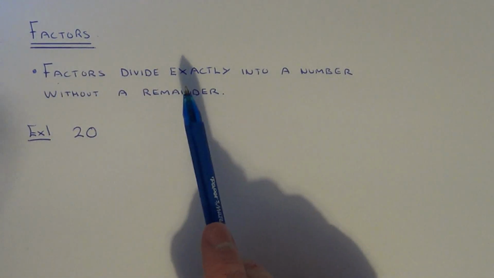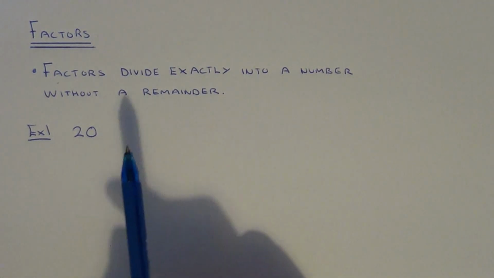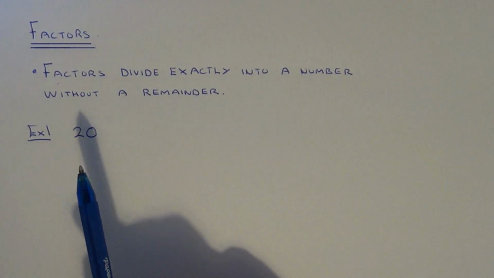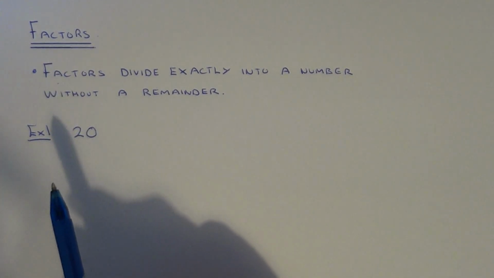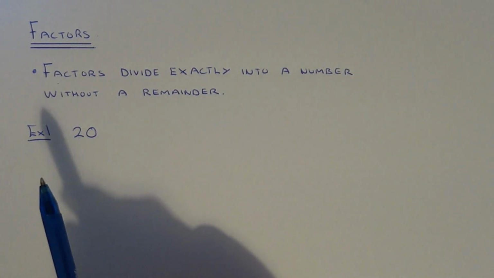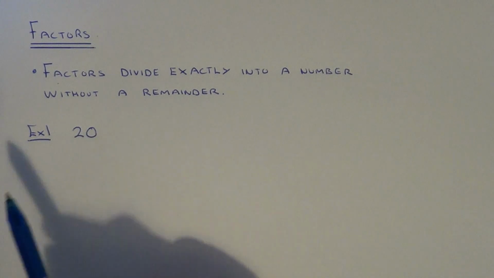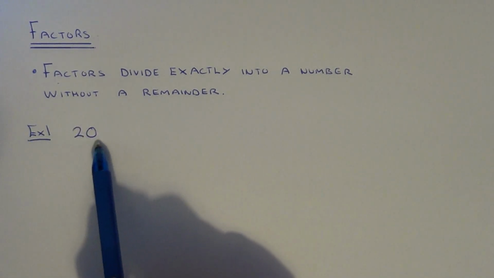Factors divide exactly into a number without a remainder. So today I'm going to show you how to work out all the factors of a given number. The easiest way to do this is to do your factor pairs and then write all the factors down in a list. So let's have a look at example 1.